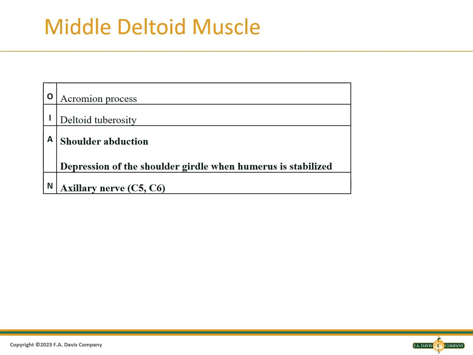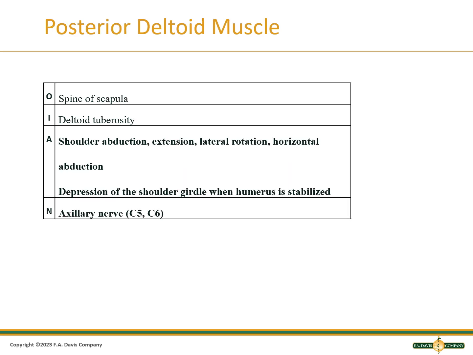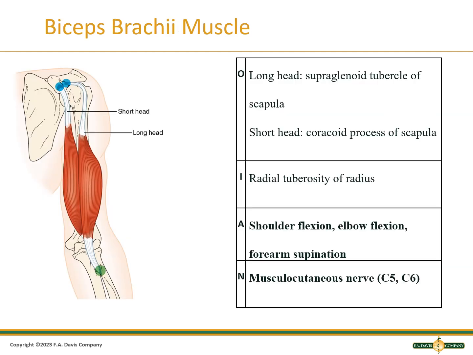Our middle deltoid originates from the acromion process, also inserts on the deltoid tuberosity, and causes shoulder abduction in open chain motions. When the humerus is fixed, it causes depression of the shoulder girdle and is also innervated by the axillary nerve. And our posterior delt originates on the spine of the scapula to again insert on the deltoid tuberosity. It causes shoulder abduction, extension, lateral rotation, and horizontal abduction. But when the humerus is fixed, it causes depression of the shoulder girdle. It is also innervated by the axillary nerve.